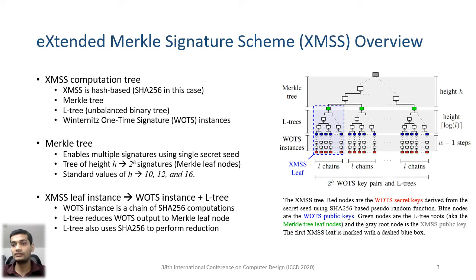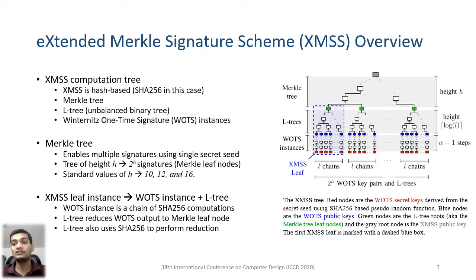XMSS relies on hashes, in this case SHA-256, to provide security against quantum attacks. On the right, you see the XMSS computation tree. It has three main sections: Merkle tree, L tree, and the Winternitz one-time signature instances, also called WOTS instances. A WOTS instance, as the name signifies, can be used to sign only one message. In order to enable multiple signatures, XMSS uses a Merkle tree structure to combine multiple WOTS instances. A Merkle tree of height h can support up to 2^h signatures.